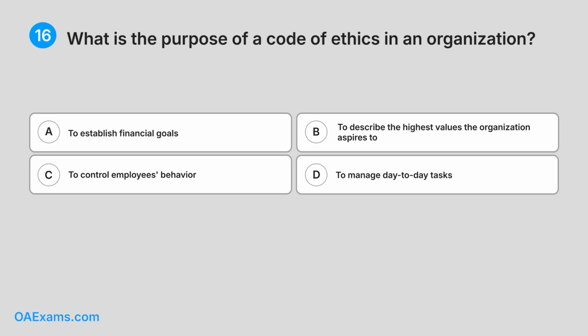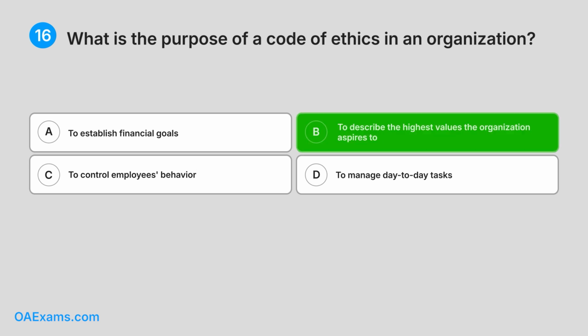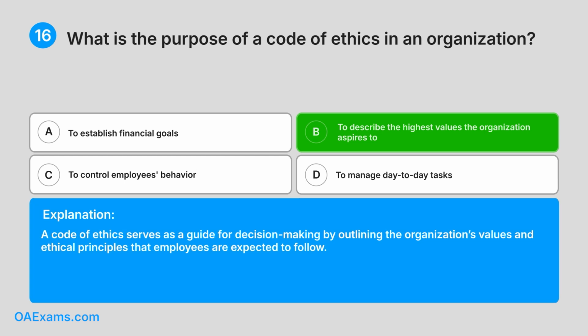Correct answer. B. To describe the highest values the organization aspires to. Explanation. A code of ethics serves as a guide for decision-making by outlining the organization's values and ethical principles that employees are expected to follow.